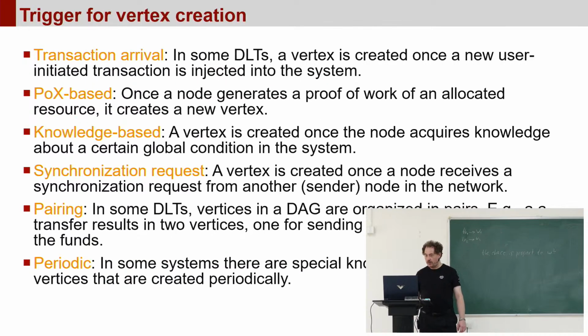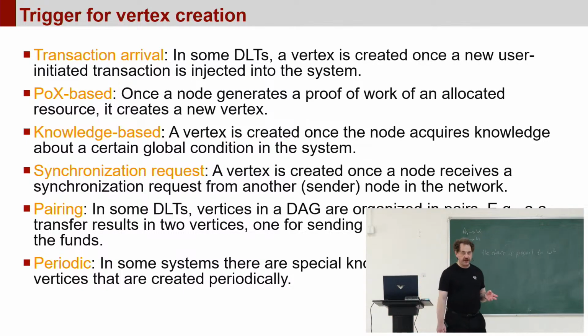Okay, what's the trigger for vertex creation? Transaction arrival. In some DLTs, a vertex is created once a new user-initiated transaction is injected in the system. In some other cases, it's based on POW or proof of stake.